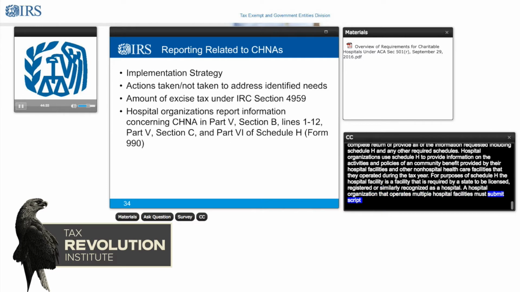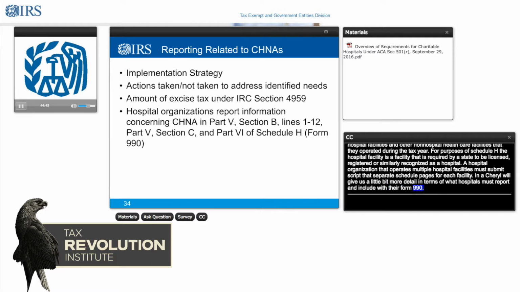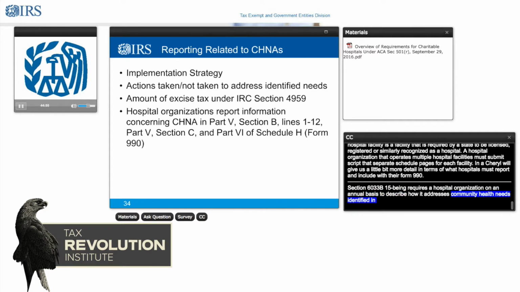And now Cheryl's going to give us a little more detail in terms of what hospitals must report and include with their Form 990. Cheryl? Thanks, Geoff. Section 6033(b)(15)(B) requires a hospital organization on an annual basis to describe how it addresses community health needs identified in its most recent CHNA and to provide audited financial statements.